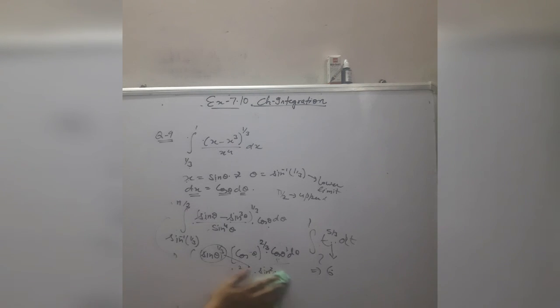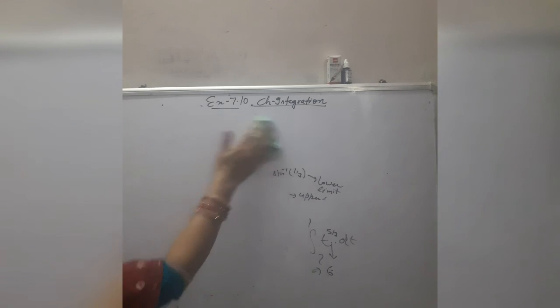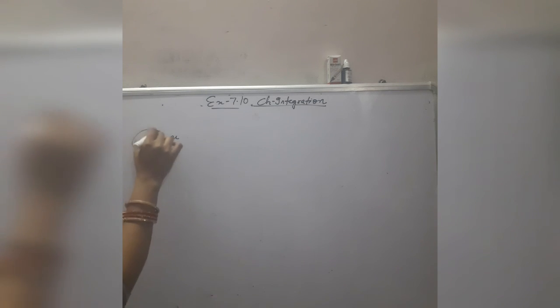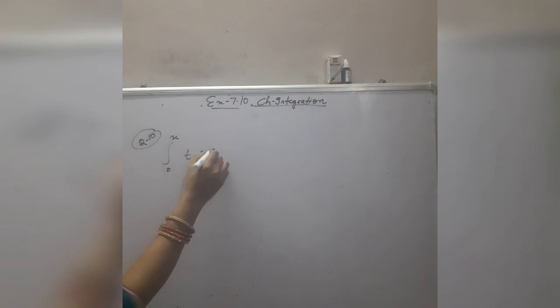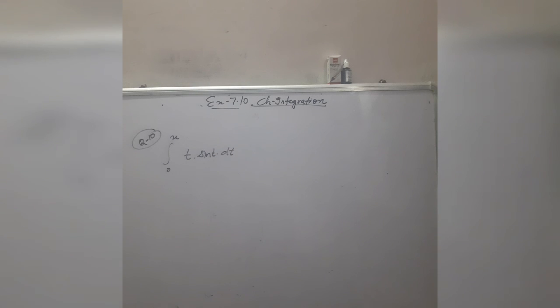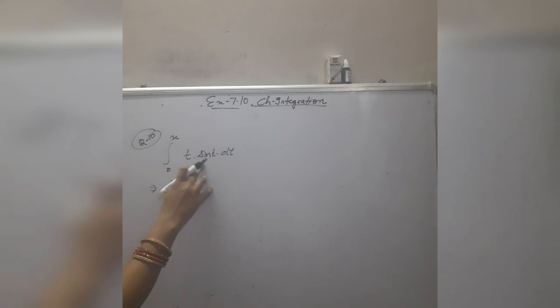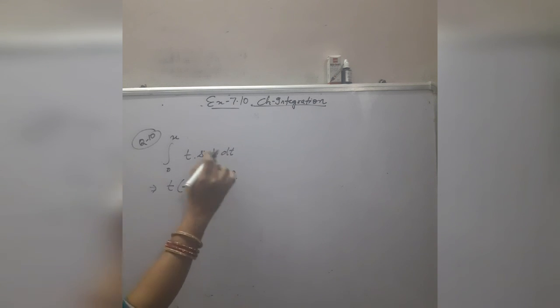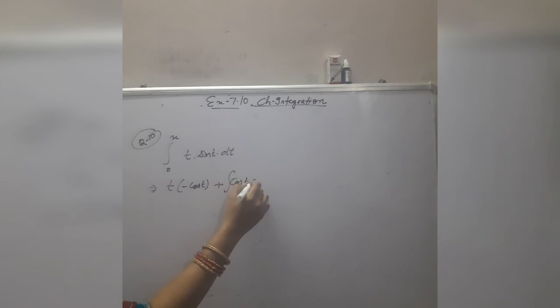Next, question number 10. Last sum of this exercise, question number 10. The function is given to you, limits from 0 to x, and the function is t into sine t into dt. The function is given in t variable and integration with respect to t. Now in this you will use integration by parts. t remains as it is. Integration of sine t is minus cos t, then minus, derivative of t is 1, again integration of sine t is minus cos t.